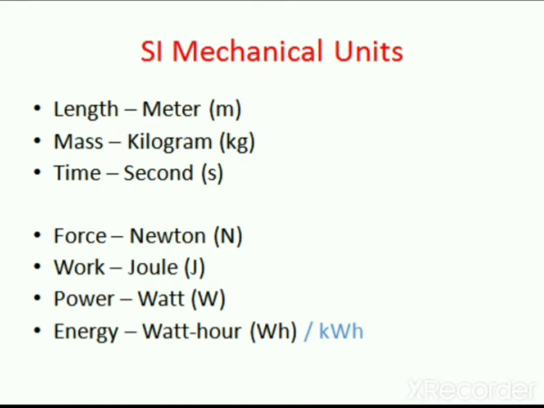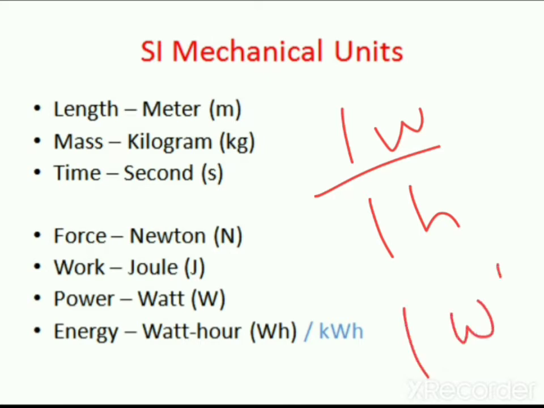Next term is energy. Energy is defined as the capacity to do the work. It is measured in the same unit as for the work. When power of 1 watt is used for 1 hour, the work done or energy consumed is 1 watt hour, that is 1 Wh. Or when the power of 1 watt is dissipated for 1 second, the work done or energy consumed is 1 joule, as power is the time rate of doing work.